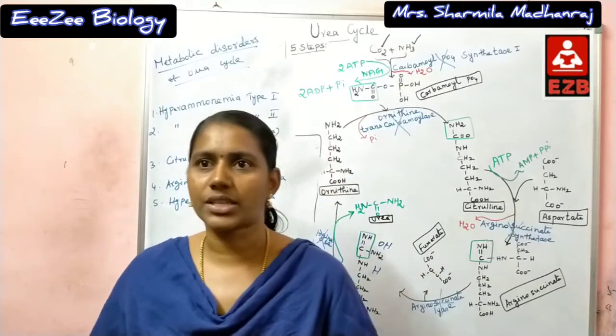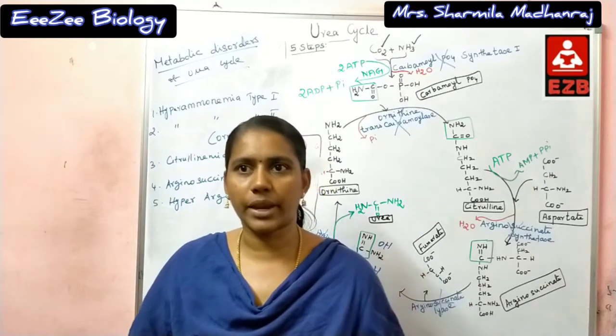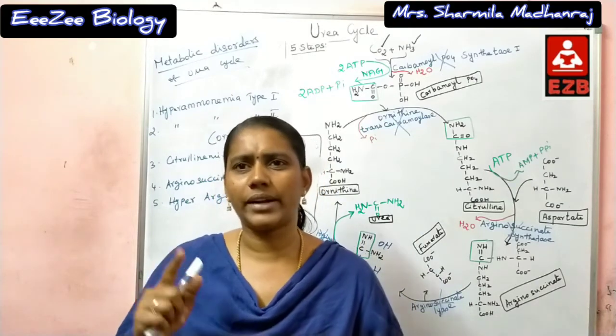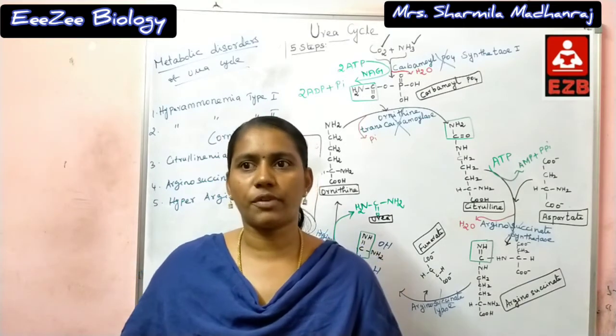Common symptoms of urea cycle disorders include elevated blood ammonia level, and some patients are affected by vomiting, mental disorders and coma. Finally, some patients may die.